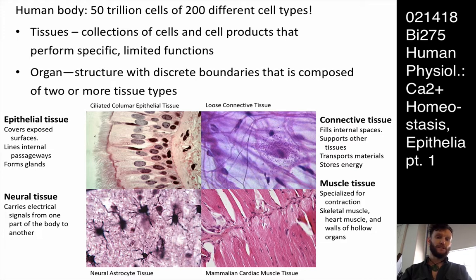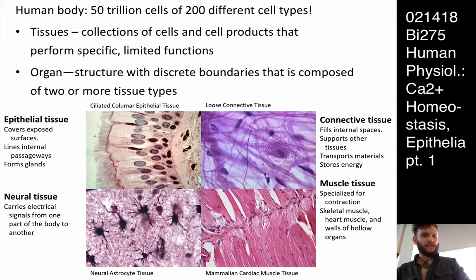Well, these cell types are distributed through a variety of tissues. And what is a tissue? It's a collection of cells and cell products that perform specific and limited functions. All right? And these tissues then make up organs. We talked about tissues and organs a little bit when I talked about the hierarchy of life. We're sort of walking our way up that hierarchy right now. An organ is simply a structure that has firmly delineated boundaries or discrete boundaries that is made up of two or possibly many more types of tissues.